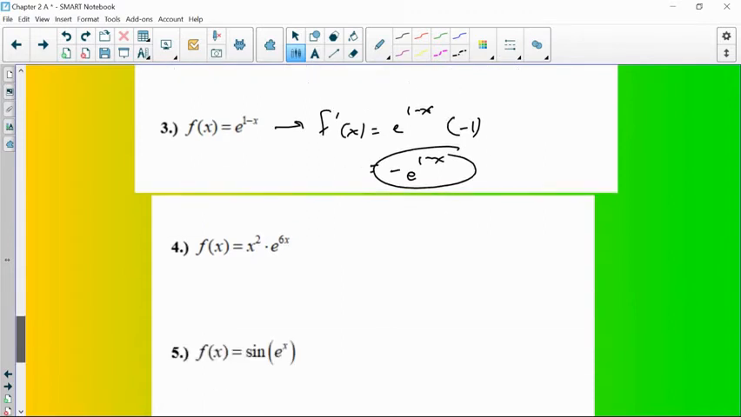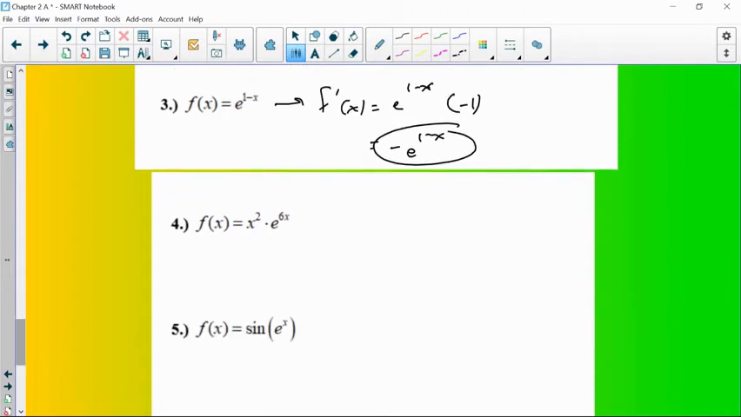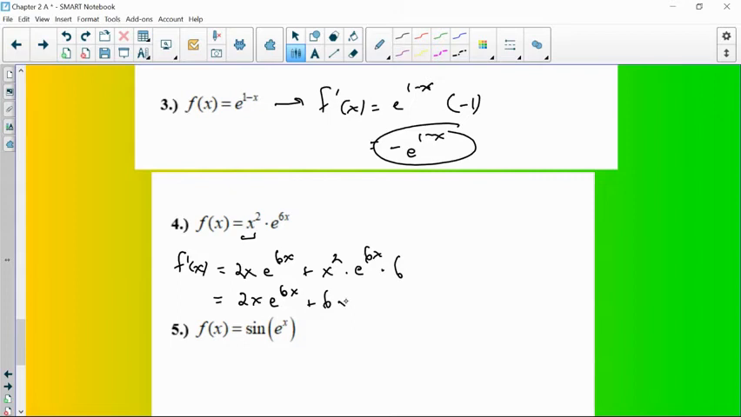Okay, and then e is not immune to product or quotient, so just be careful of the chain. So one derivative at a time. The derivative of x squared is 2x. You leave e to the 6x alone, plus, and you leave x squared alone. The derivative of e to the 6x is itself, chain rule times 6. So again, maybe cleaning that up and putting the coefficient in front, plus 6x squared e to the 6x.